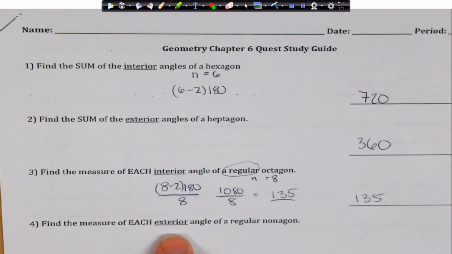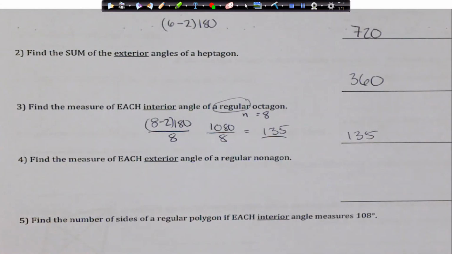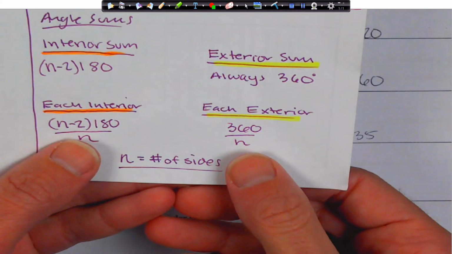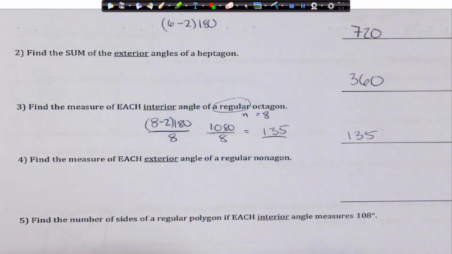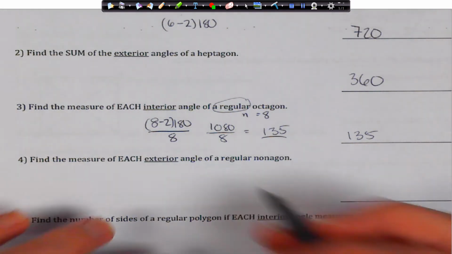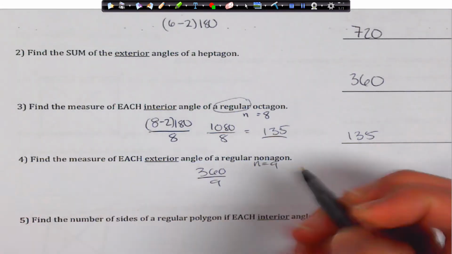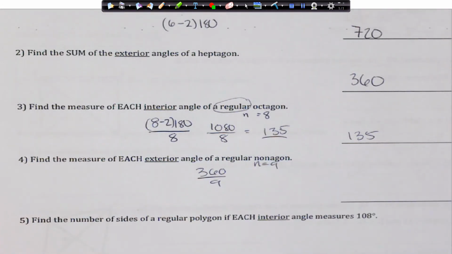Find each exterior angle of the nonagon. Each exterior angle is going to be 360 divided by n. And so to get that, we are going to simply do 360 divided by n, which is 9. And that is going to give us 40.